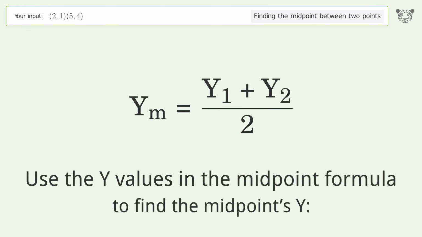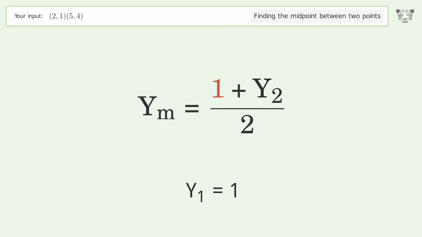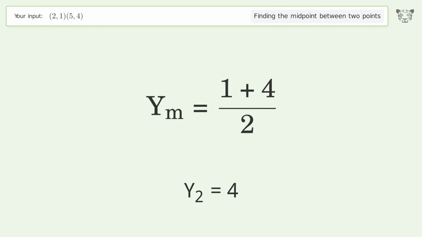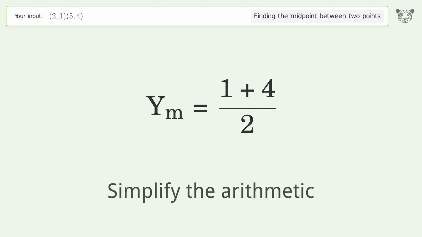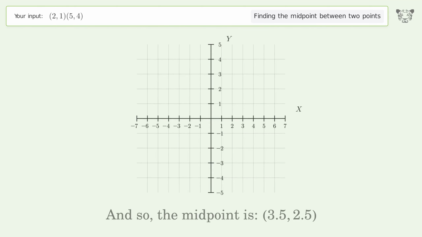Use the y values in the midpoint formula to find the midpoint's y. y1 equals 1. y2 equals 4. Simplify the arithmetic. And so, the midpoint is 3.5, 2.5.